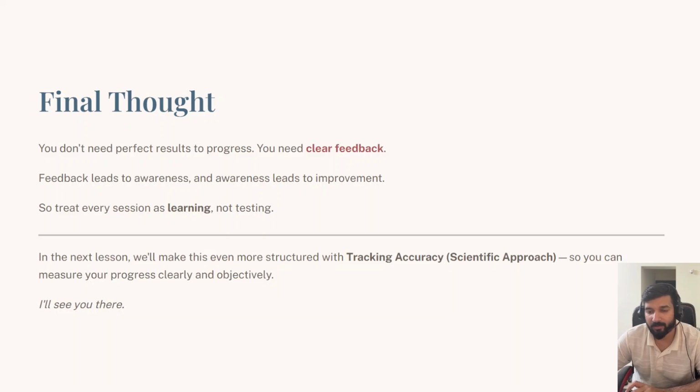In the next lesson, we'll make this even more structured, tracking accuracy in a scientific approach so you can measure your progress clearly and objectively.